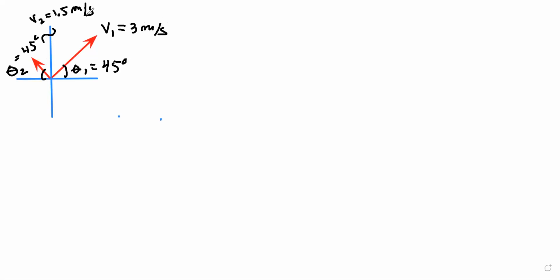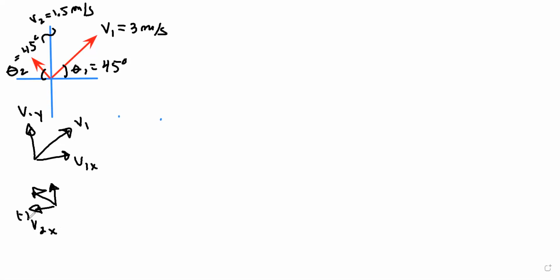So we have to break them down. We have to break down v1. It has to be v1 in the x direction, and another one which is going to be v1 in the y direction. And then we have to break down the other one. The other vector is going to have one component which is going to be this way. It's going to be v2 in the x direction. It's going to be a negative one, and v2 in the y direction, which is going to be a positive one.